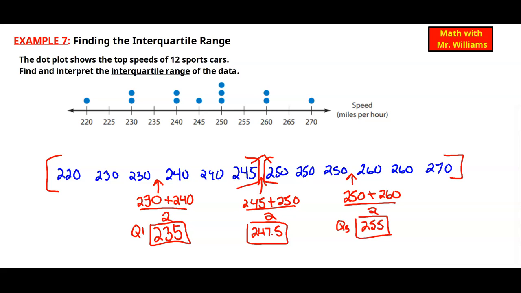All right, and to find the interquartile range, we subtract Q3 minus Q1. So then we have 255 minus 235. We will arrive at 20. This means that the middle half of the speeds vary by no more than 20 miles per hour.